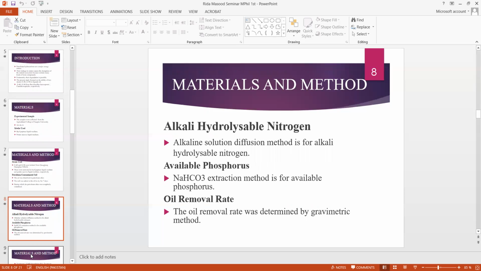Now different methods were used to check the alkaline hydrolyzable nitrogen, the available phosphorus, and the oil removal rate. For the alkali hydrolyzable nitrogen, the alkaline solution diffusion method was used. For the availability of phosphorus, the sodium bicarbonate extraction method was used, and for the oil removal rate, the gravimetric method was used.